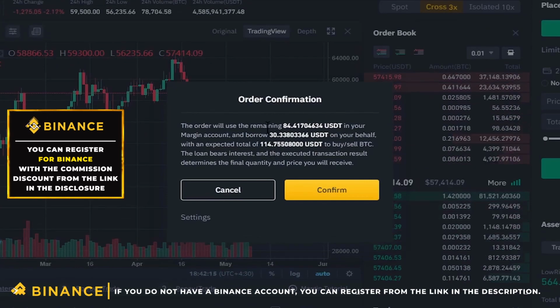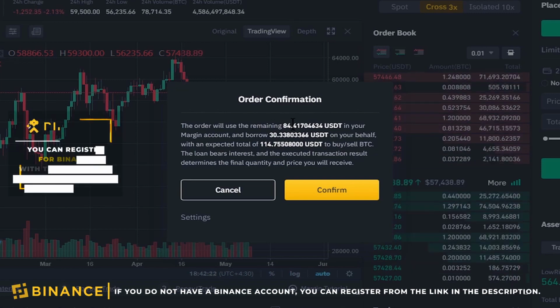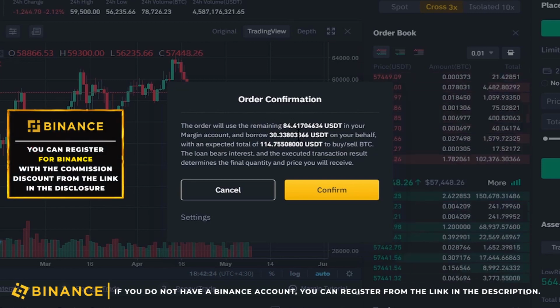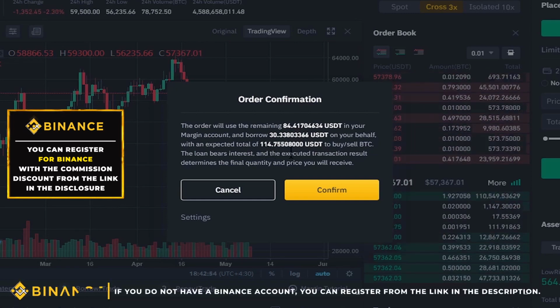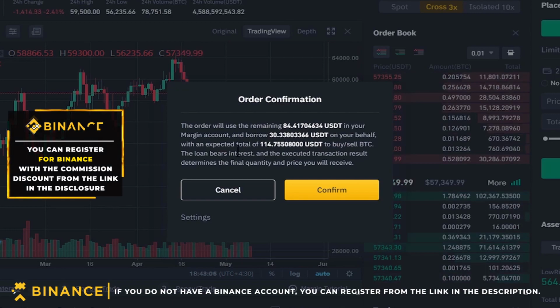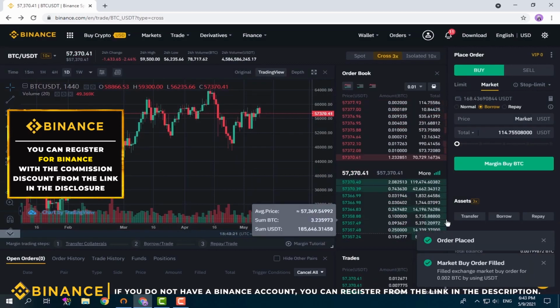It says that this order is going to use our initial fund 84 USDT and it will borrow 30 USDT on our behalf for buying 0.002 BTC, which totally it costs 114 USDT. It also reminds us that this loan has interest. We click on confirm and the order placed successfully.